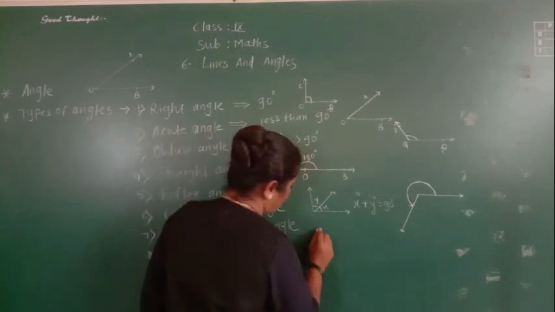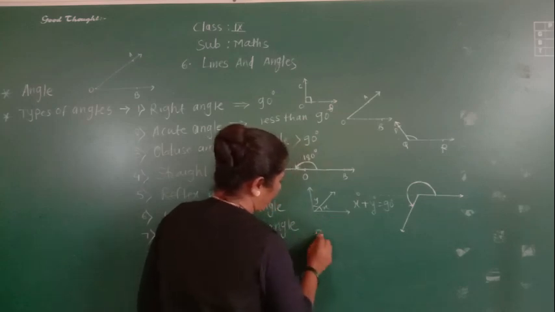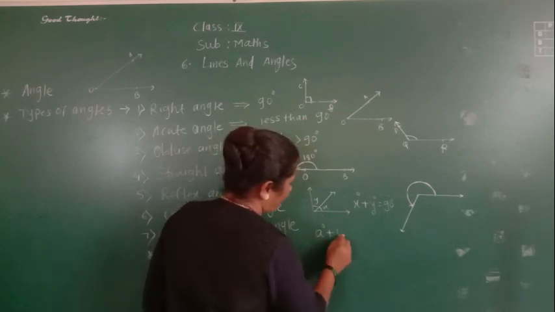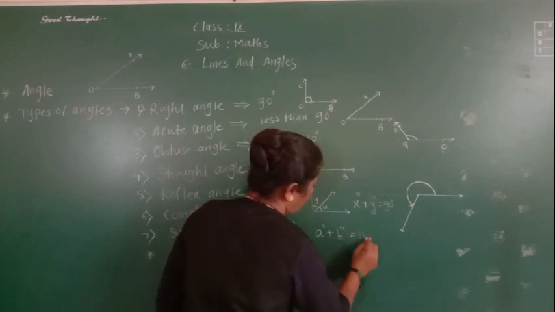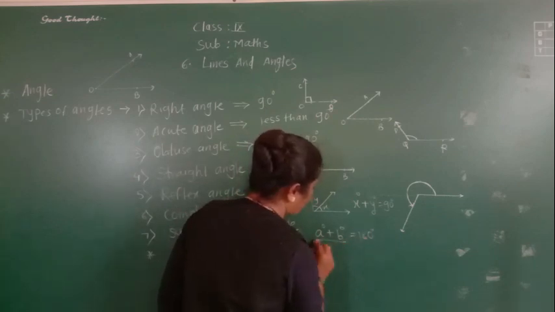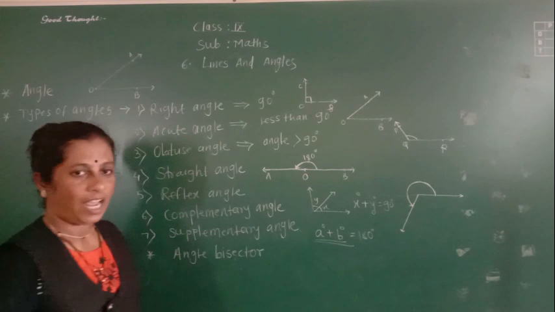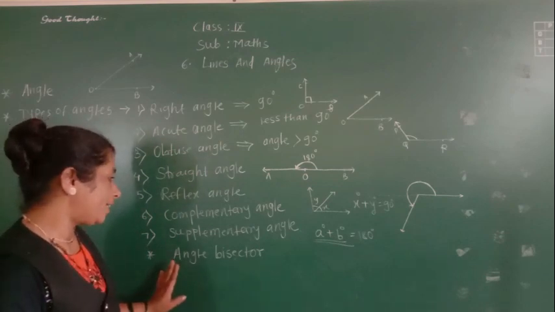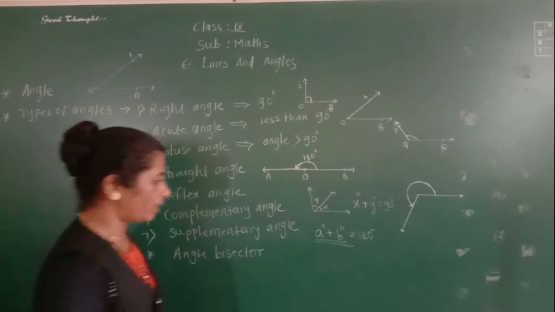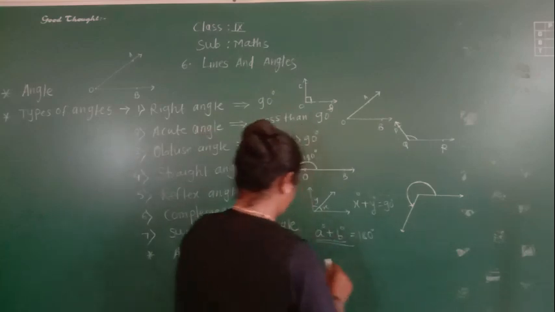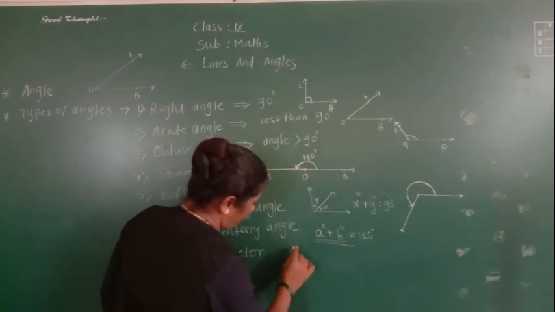So here is another example. Suppose angle A degree plus angle B degree equals 180 degrees. Then these two angles are called supplementary angles. Understood everyone? And the angle bisector is a very important concept. Angle bisector. So how can we explain the angle bisector?